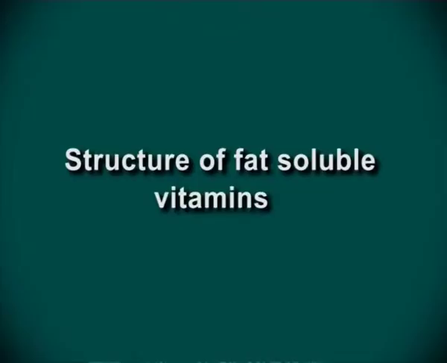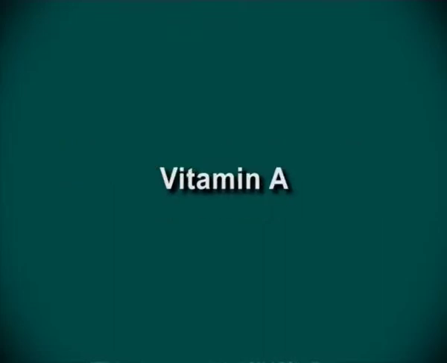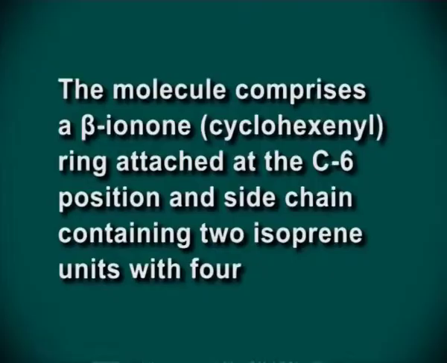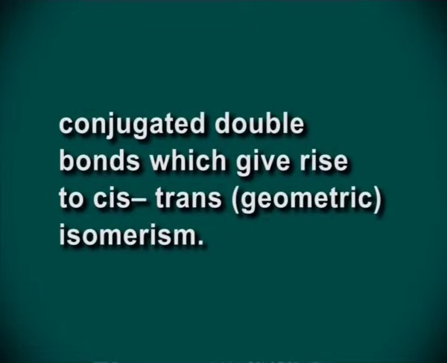Structure of fat-soluble vitamins. Vitamin A. The parent vitamin A compound retinol has the empirical formula C20H30O. The molecule comprises a beta ionone or cyclohexanyl ring attached at the C6 position and a side chain containing 2 isoprene units with 4 conjugated double bonds, which give rise to cis-trans geometric isomers.